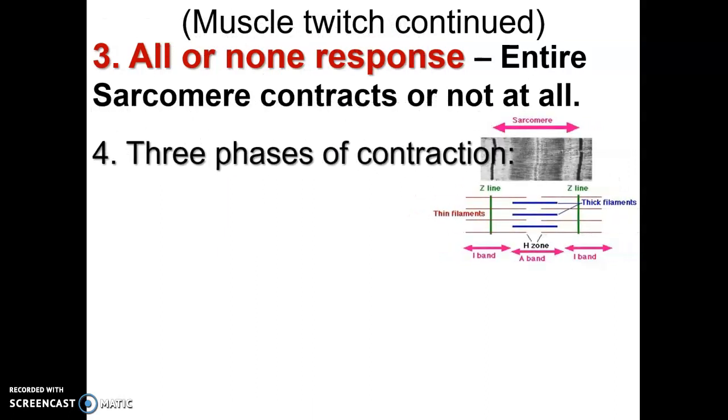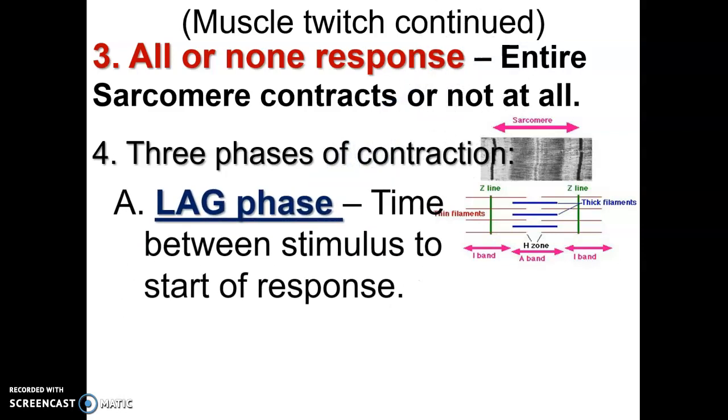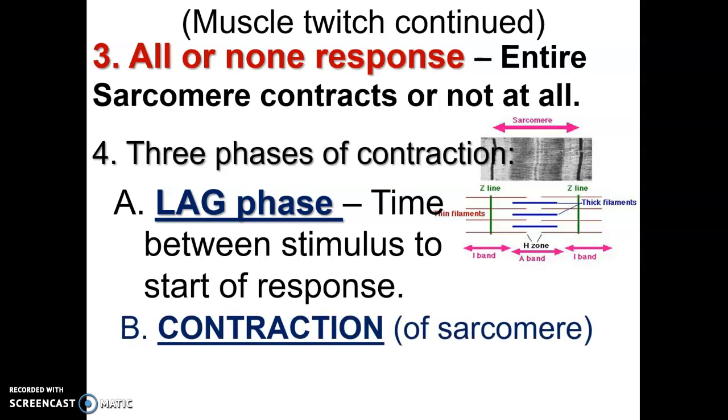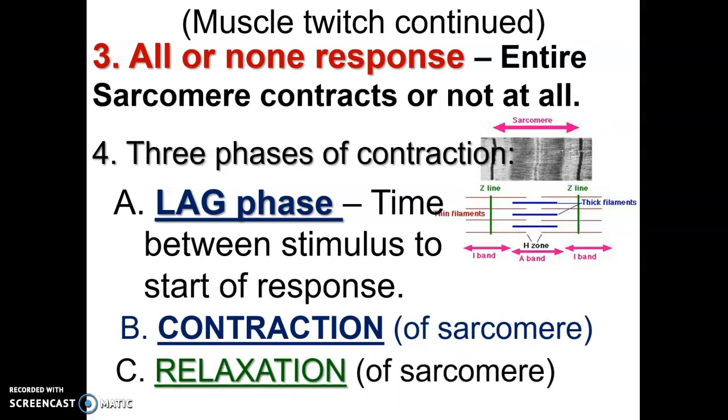Okay, again, there's the sarcomere. There are 3 phases of contraction. There's the lag phase, that little minute time between the stimulus to the start of the response. So when your brain says flex, from the time the action potential is going down until it actually kicks in, lag phase. Contraction of the sarcomere. That's when the myosin heads actually bind and it starts contracting. And then relaxation of the sarcomere. It's got to relax again before it can contract again.